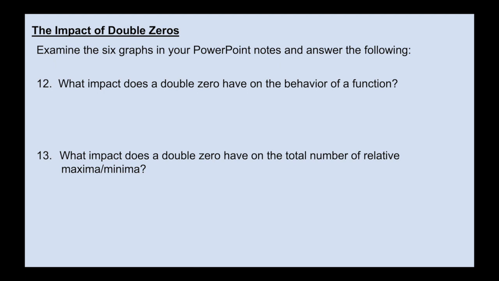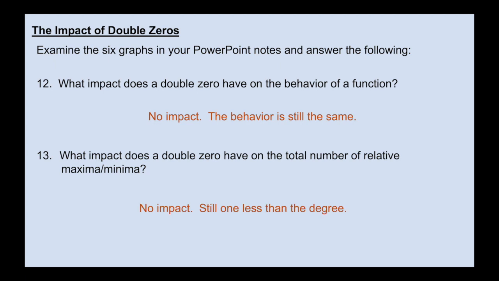And now we want to look at the different graphs that we looked at today and notice the impact of double zeros, both on the behavior of the function and also on the number of relative max and minimums. And what we want to realize here is that they didn't actually have any impact at all. We still had decreasing and increasing at zeros, and they could be relative max or minimums. So they do not have any impact on the behavior of our graphs.